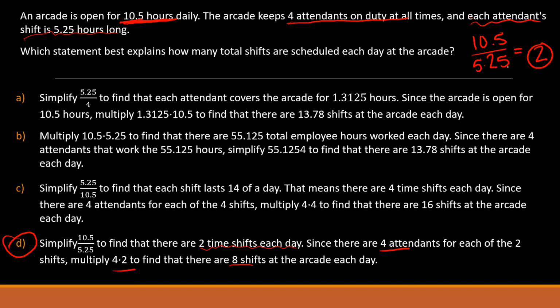However, our first step is still the same. We still figured out that there are 2 shifts, right? So say there's this morning shift and then the afternoon shift still. If there's 4 attendants on each one, if I add all those up, I would get a total of 8 attendants.